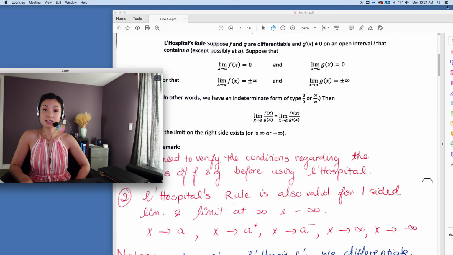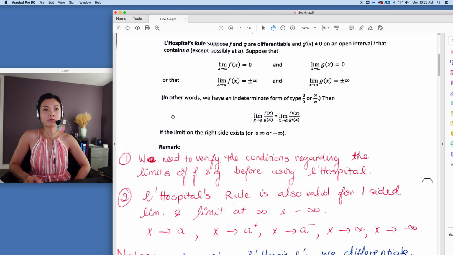Hi class, for this section we're going back to finding limits. In chapter 2 we found a limit by the limit laws, and I showed you that sometimes we have to simplify first before we take the limit. Now this time we don't have the tool to simplify the limit. Sometimes we cannot simplify the function before we take the limit, so we have something called L'Hopital's rule.